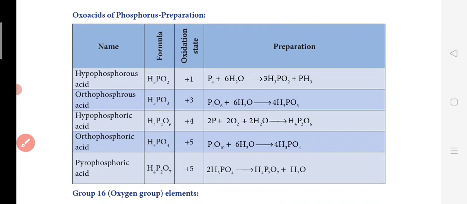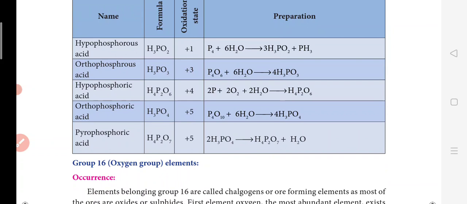We are moving on to the preparation of these oxoacids of phosphorus. In hypophosphorus acid, H3PO2, the oxidation state of phosphorus is +1. You can calculate it and see, it is very simple. For preparation, you react phosphorus with water and you get H3PO2. In orthophosphorus acid, the phosphorus oxidation state is +3. So you take P4O6 and react it with water, and you will get H3PO3. And for hypophosphoric acid, you have to react phosphorus with oxygen and water to get it.